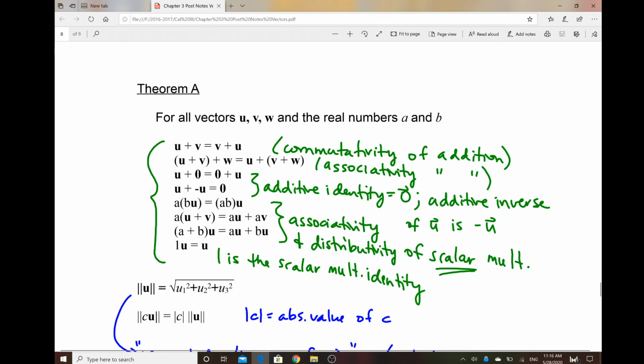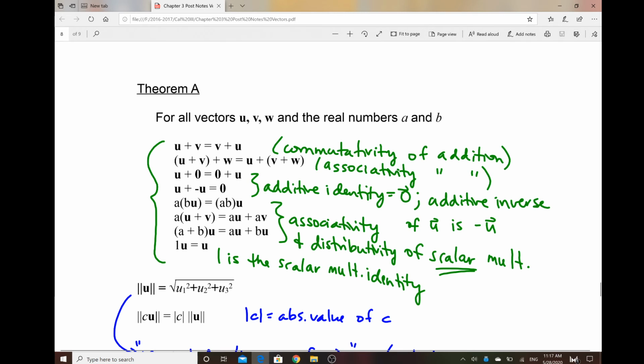Or this one can be written with the distributive property of scalar multiplication. So a times the quantity of vector u plus vector v is the same as a constant a times vector u plus a constant a times vector v. Or the sum of the scalars a plus b times u can be written as a times u plus b times u. And then the identity: 1 is the scalar multiplication identity, so 1 times u is the same as u.